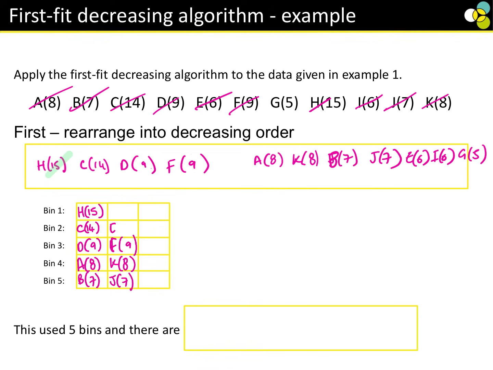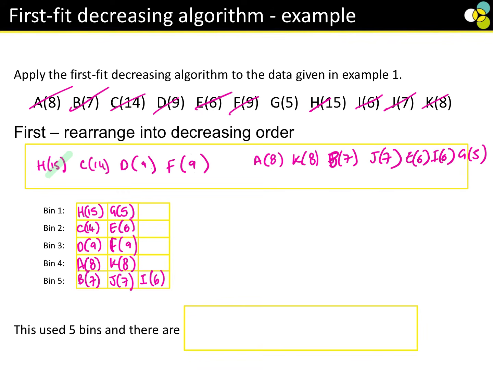E6. Ah, that goes up here, look. So we can fit that in. I6 can go 7 plus 7, I6, and then G5. So there we go. As you can see, I've now got 5 bins.